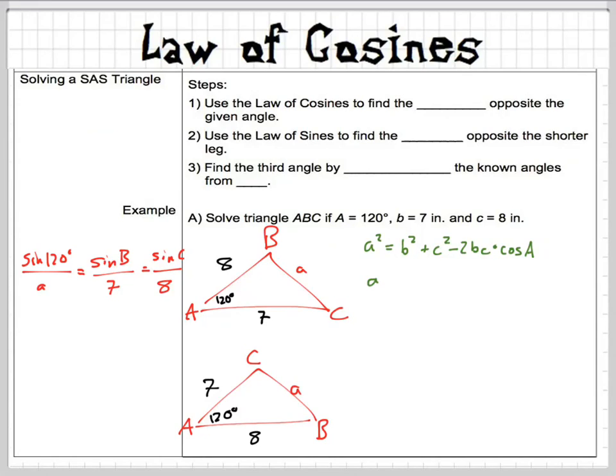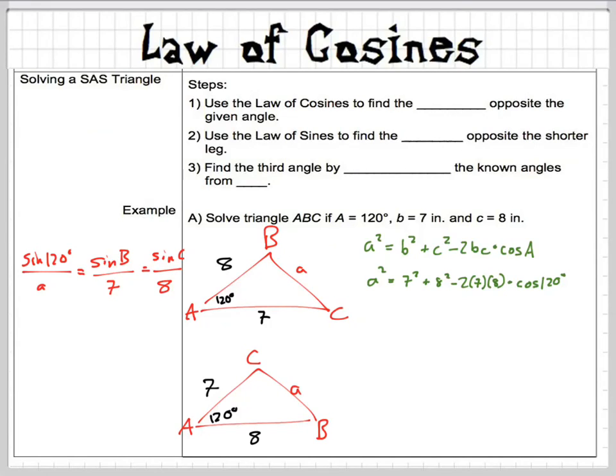Alright, so let's plug stuff in. We don't know the A. We do know the B. The B is going to be 7 squared. And the C is going to be your 8 squared. Then we have 2 times 7 times 8. And multiply that times the angle. So cosine of 120 degrees.